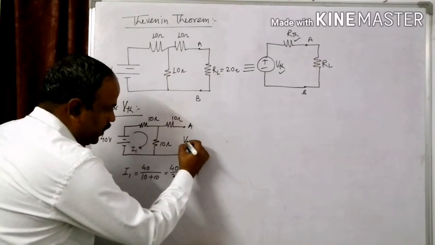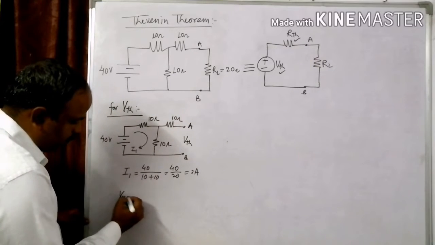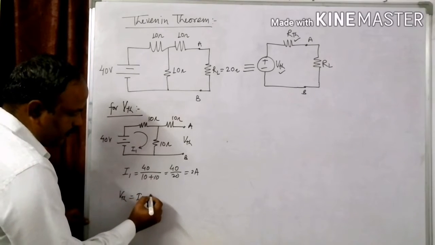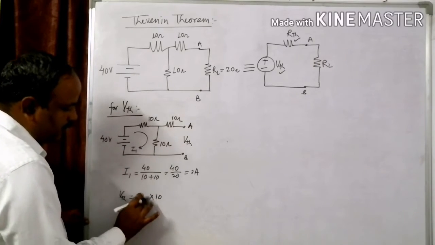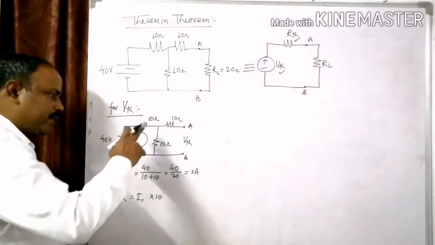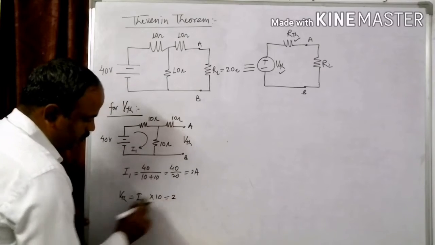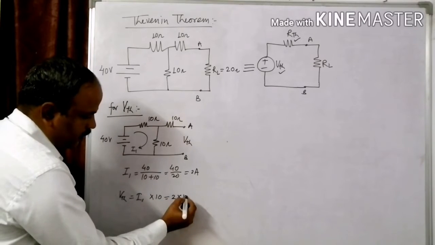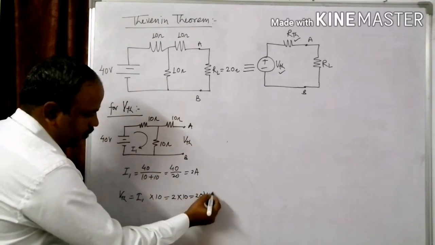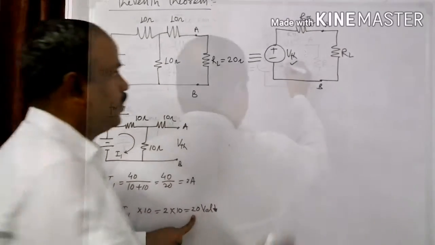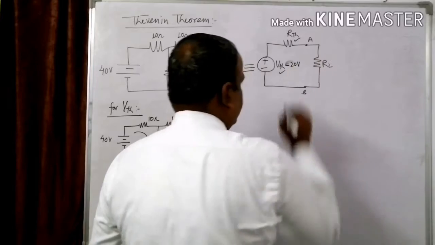Now the VTH, that is the open circuit voltage, is nothing but current I1 into 10. Whatever the voltage across this 10 ohm is nothing but VTH. So I1 is 2 into 10, it becomes 20 volts. VTH is nothing but 20 volts. This one is equal to 20 volt.